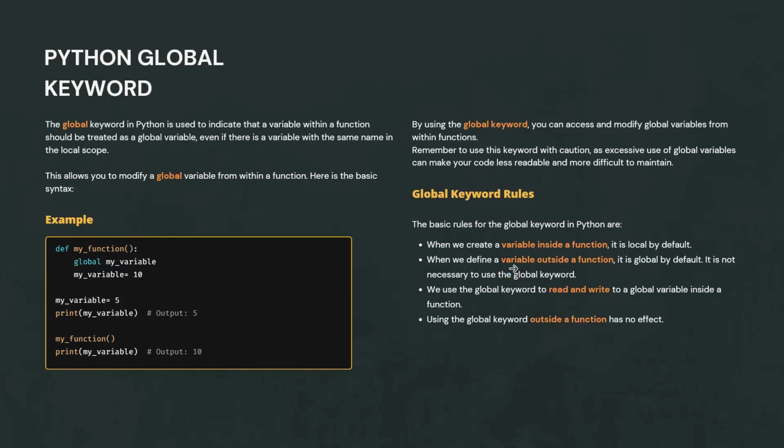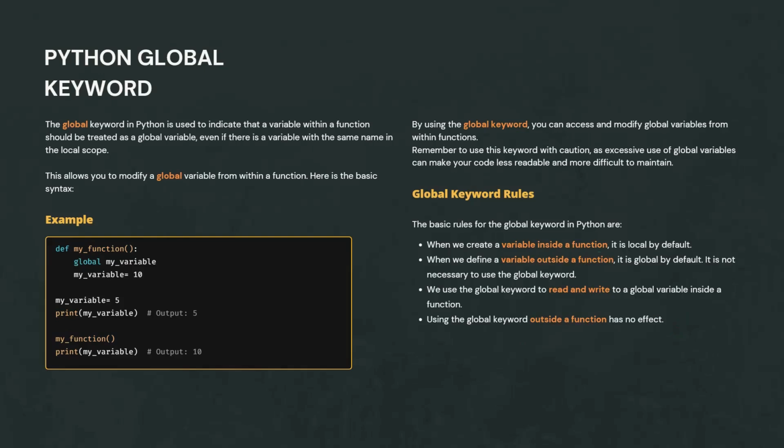Here are some of the rules of the global keyword. Variables created inside a function are local by default, and variables created outside a function are global by default. Use global if you want to read and update a global variable inside a function. Also, writing global outside a function does nothing at all, so it has no effect. But here is a warning: using too many global variables can make your code messy and harder to debug. So only use the global keyword when you really need it.